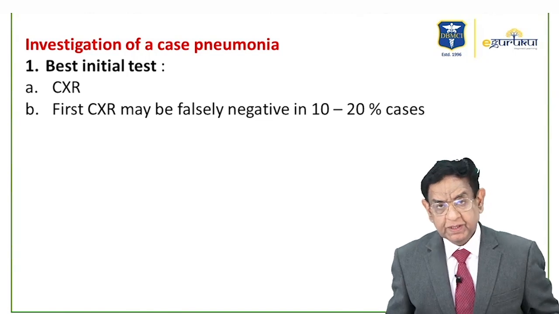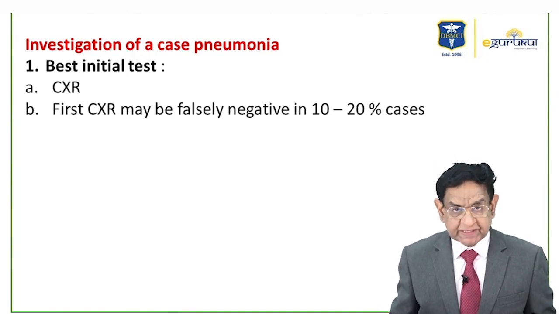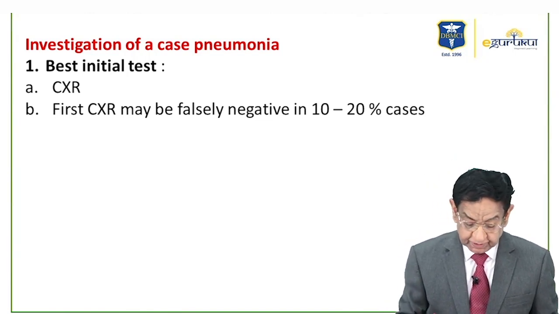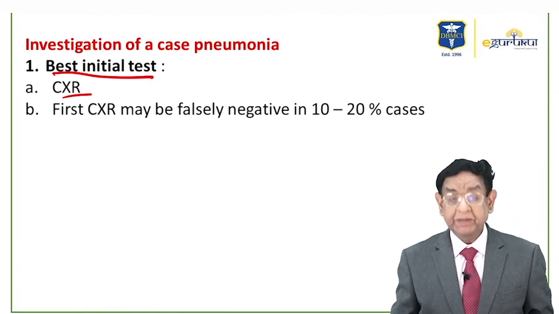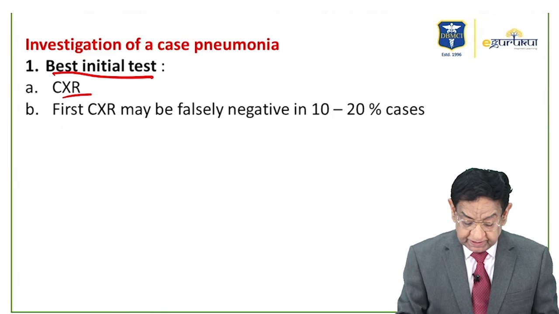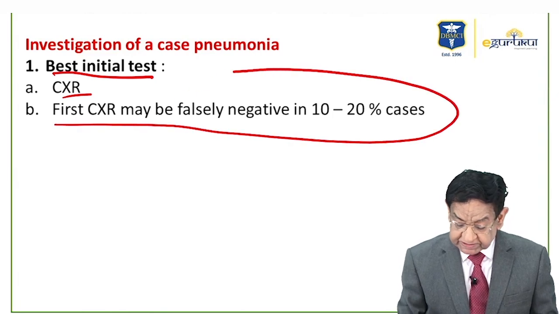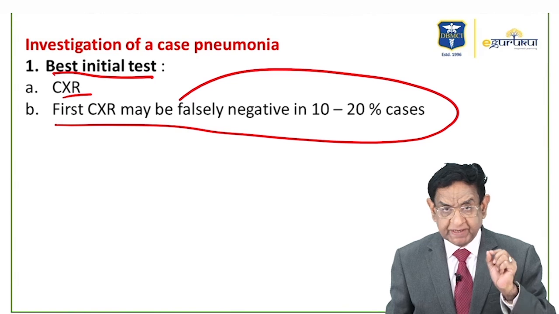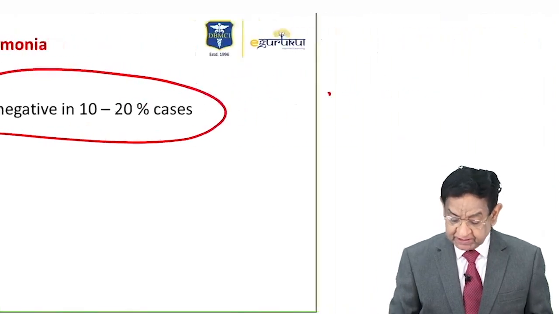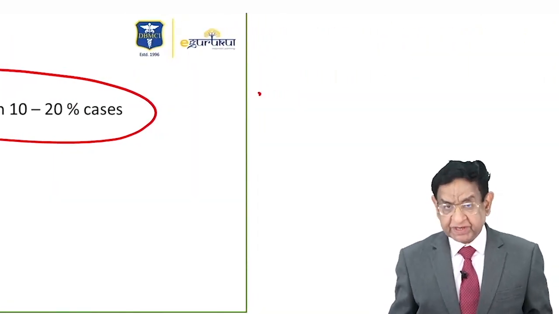Well, now we'll talk about how to investigate a case of pneumonia. The best initial test is chest X-ray. But remember, the first chest X-ray may be false negative in 10 to 20% of cases. What is the meaning of this? Let's discuss this. Let's correlate medicine with radiology.